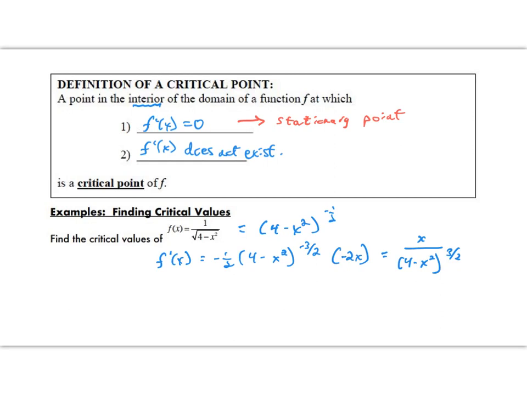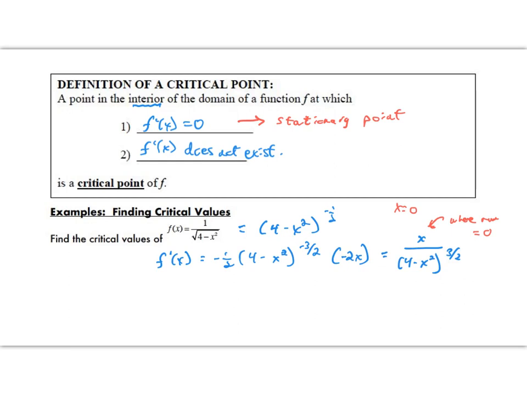Now, lucky for us, finding out where this is 0 and undefined isn't going to take a whole lot of effort. This is just kind of like all that stuff that you did with rational functions in pre-calc. Where the function is 0 is where the numerator is equal to 0. Okay, well, that happens when x is equal to 0.